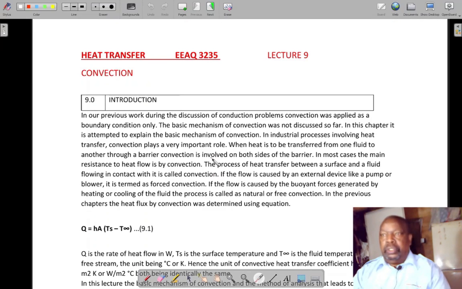Now, as you have noted, in the past 8 lectures, we've been focusing much more on conduction heat transfer, and the only time that we've had a mention of convection is when we've applied it as a boundary condition, like in fins and their surroundings, semi-infinite solids and their surroundings, layered walls and their surroundings, etc. So today we're going to have a look at convection when it is the prevalent mode of heat transfer.